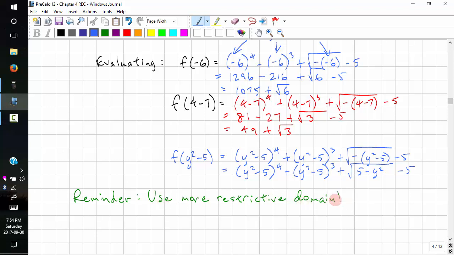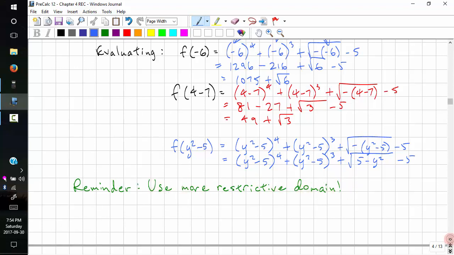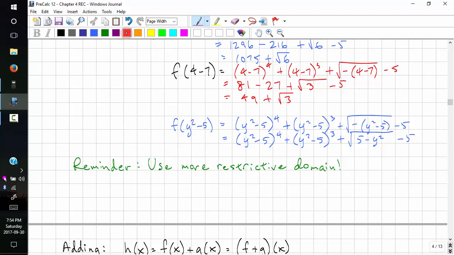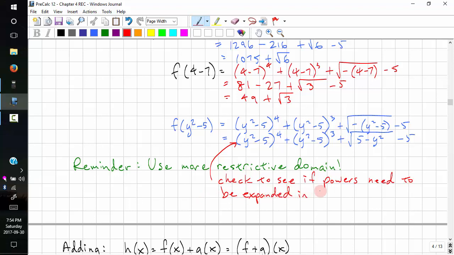And a reminder, use the most restrictive domain if you're asked to find the domain. And you should always check to see if powers need to be expanded into standard form.